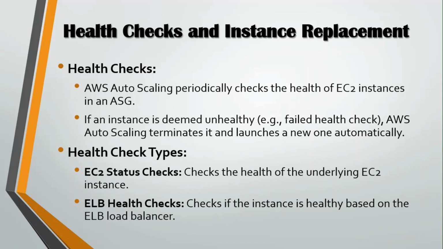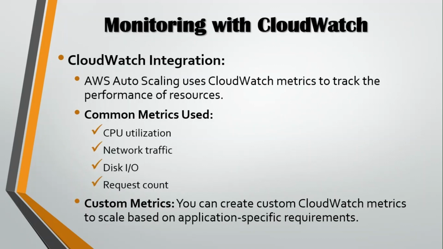EC2 health check checks the health of the EC2 instance itself. ELB health check checks the health of the instance based on whether it's responding to traffic through a load balancer.